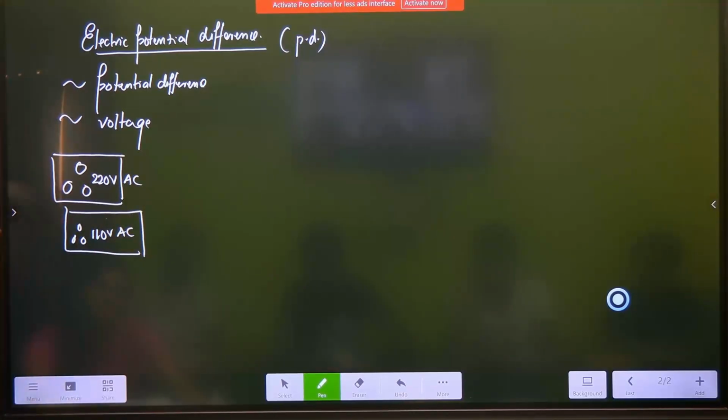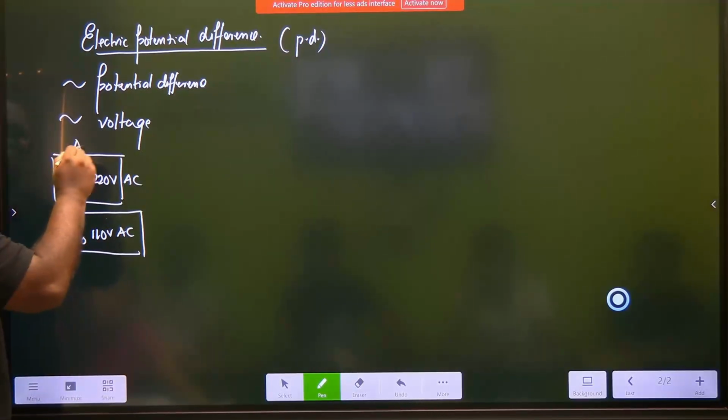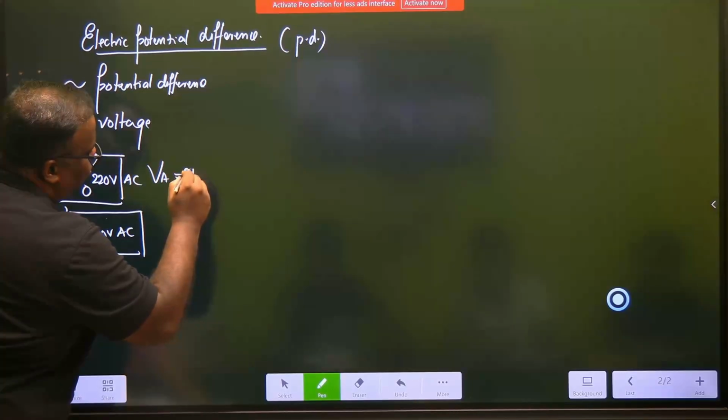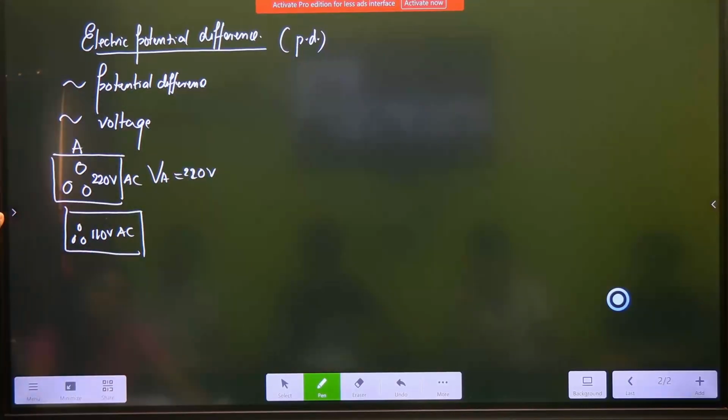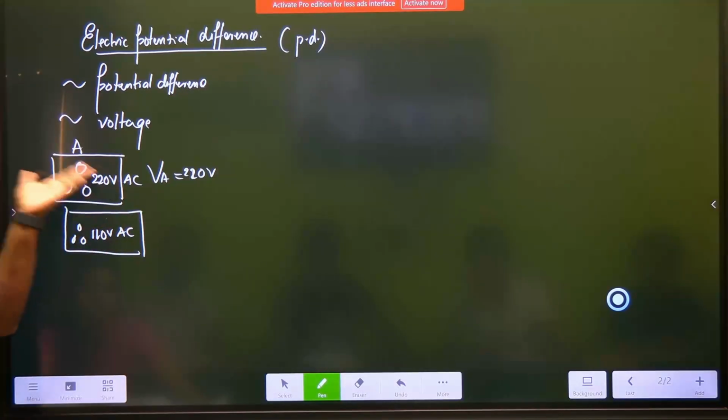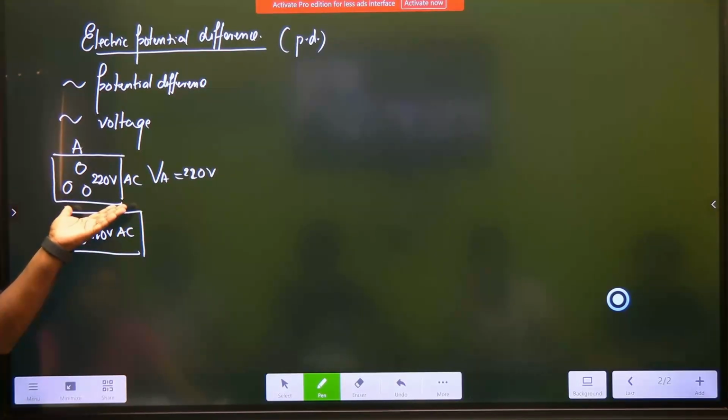Alternating current we will do later. So this is 220 volt. This is 110 volt. This is voltage. It means if you consider this as a point A, then the potential at A is equal to 220 volts. Did you understand this? This is how you have to take it in numericals. If you consider this as a point A, this is 220 volt.